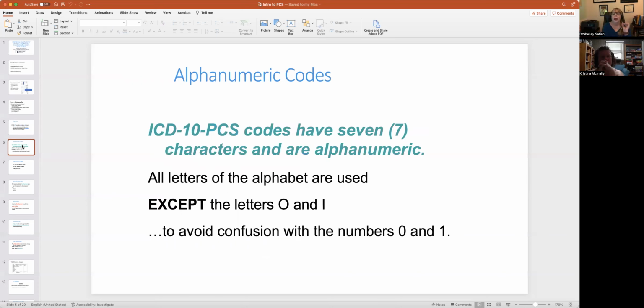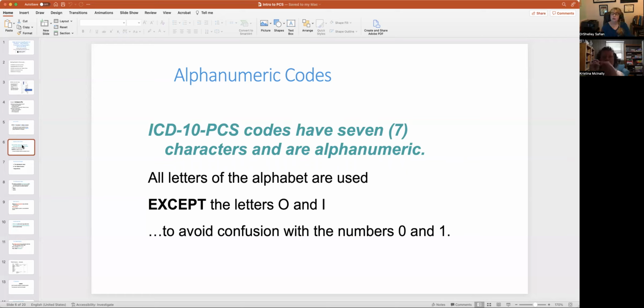Okay, and different from ICD-10-CM, all ICD-10-PCS codes have 7 characters. 7, always 7, never 6, never 8, no dashes, no modifiers, no dots, just 7 alphanumeric characters in a row. Alphanumeric, of course, means that you will have a combination of letters and numbers in your code.